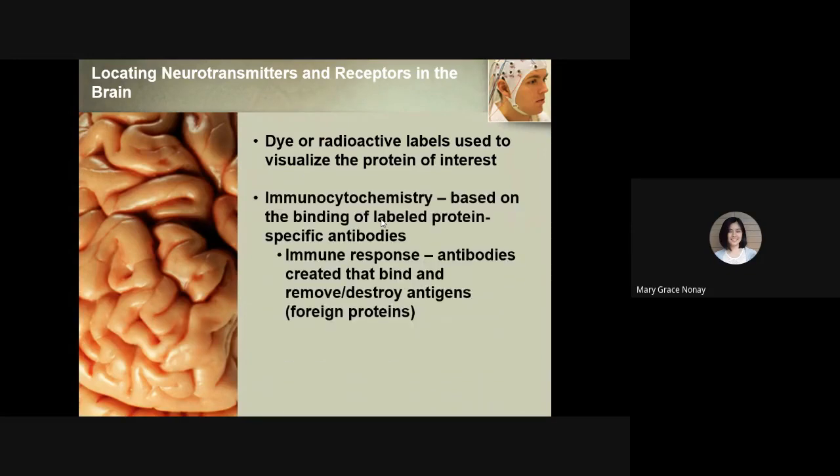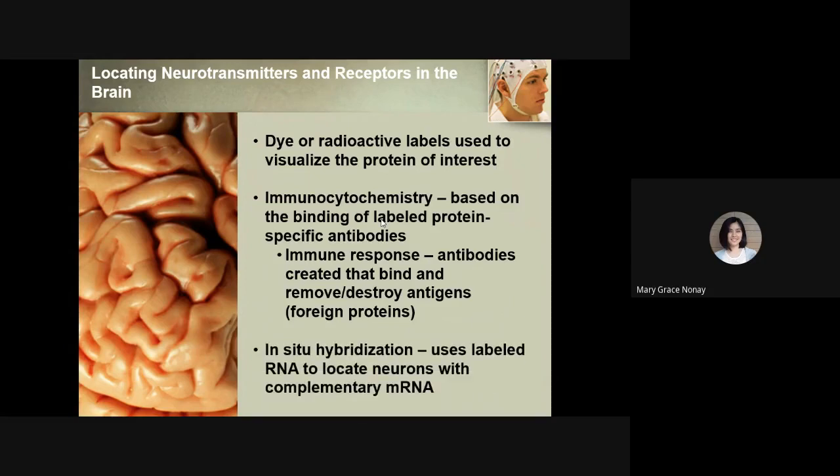And we also have immunocytochemistry, so based on the binding of labeled protein-specific antibodies. So dito naman, tinitingnan nila yung immune response of the antibodies that bind and destroy antigens or the foreign proteins. Okay. And we have also the in situ hybridization. So dito naman, tinitingnan naman nila yung RNA, okay, to locate neurons with complementary messenger RNA.